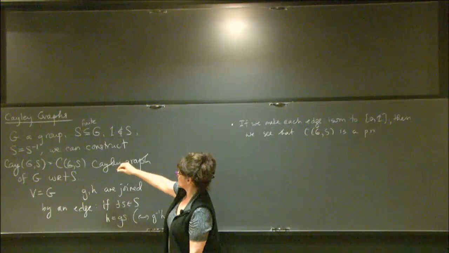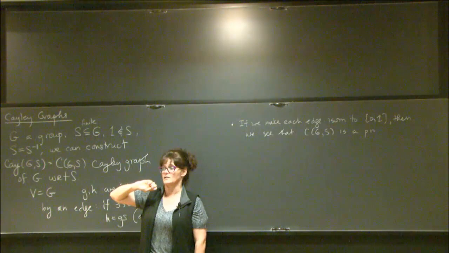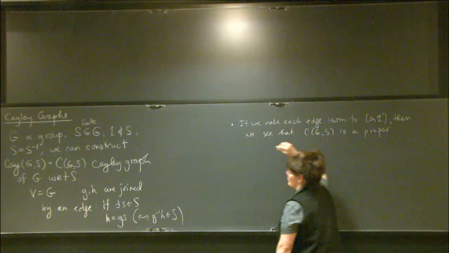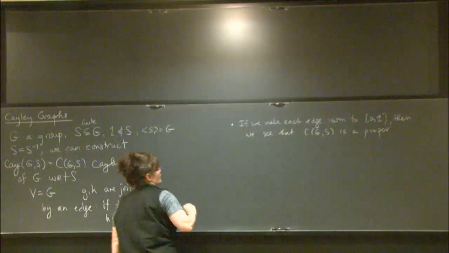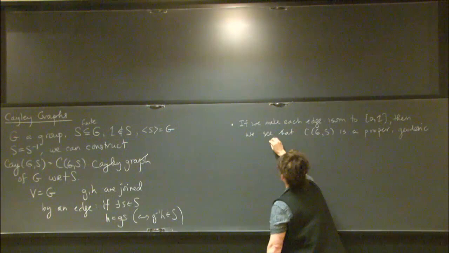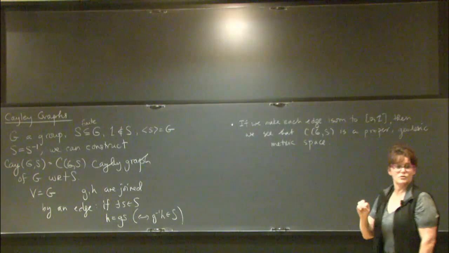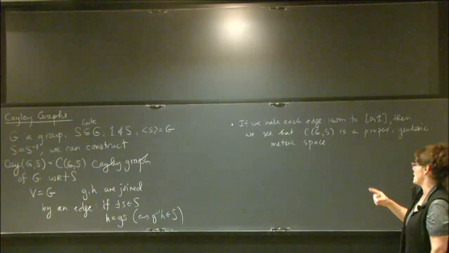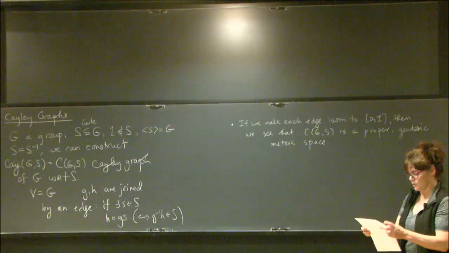I can do this construction without saying that S generates, and it turns out that S generates if and only if this graph is connected. But I want to say it this way, because this fact won't be true without it. This is a proper geodesic metric space, where the distance between two points is the infimum of lengths of paths, or the minimum, because a minimum is going to be attained. So that's how we think about groups as geometric objects.